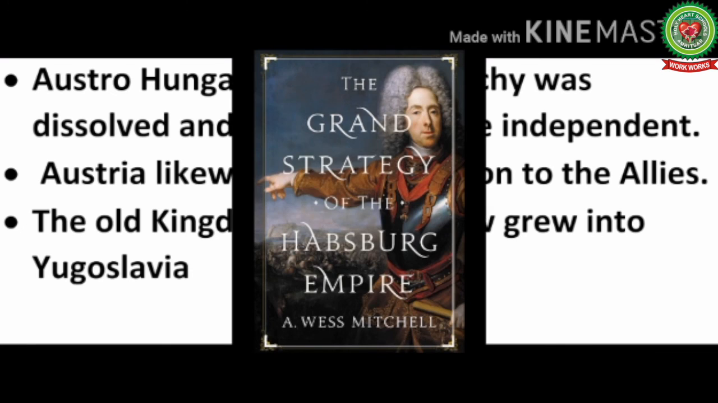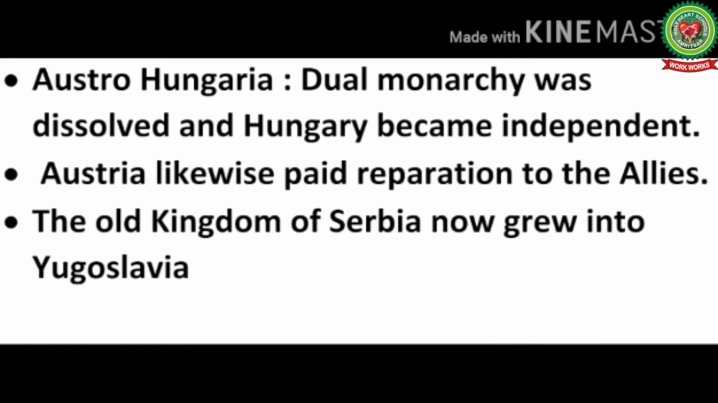Austro-Hungarian dual monarchy was dissolved and Hungary became independent. Austria likewise paid reparation to the Allies. The old kingdom of Serbia now grew into Yugoslavia. Many changes came in the map of Europe after the First World War, according to Treaty of Versailles.